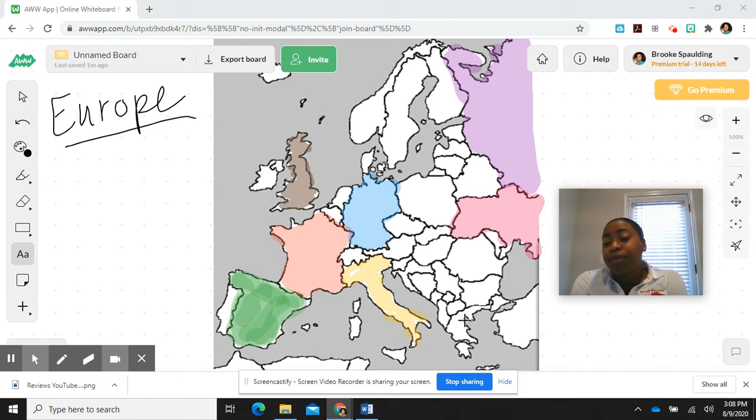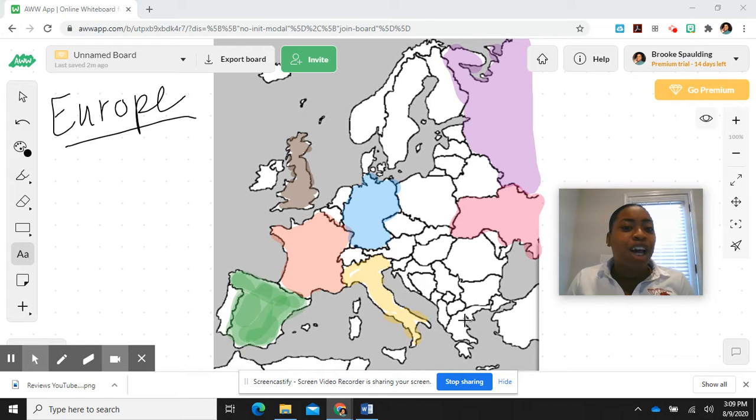This is interesting because we've already done the physical features of Europe and now we're moving on to the political features. Remember, our political features are going to show us borders and boundaries, capitals and cities. But most of all, in this instance, we're going to be looking at countries of the overall continent of Europe.